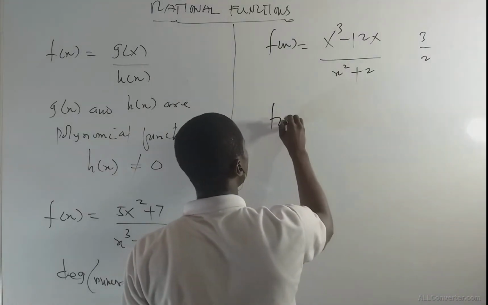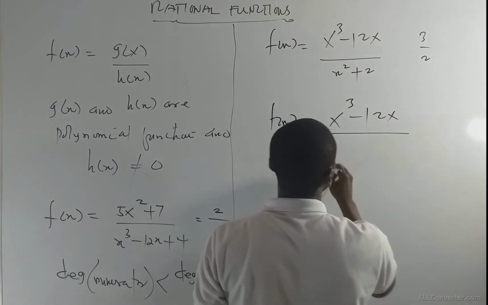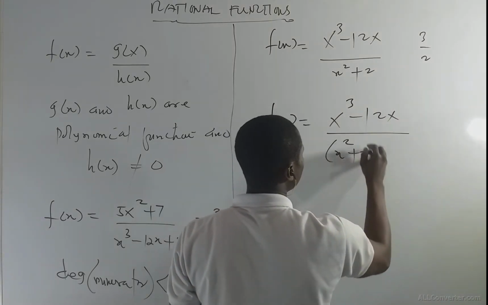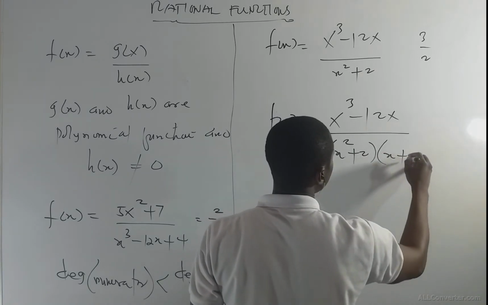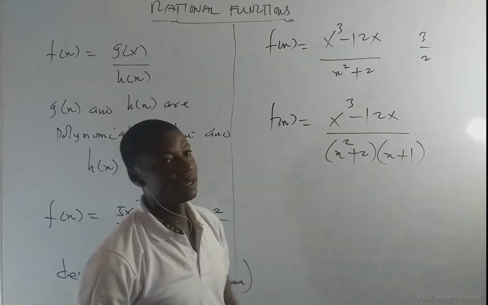Now, let's assume that we have x cubed minus 12x over x squared plus 2, but we have another expression, that is x plus 1. When you look at this, realize that the degree of the numerator is 3.